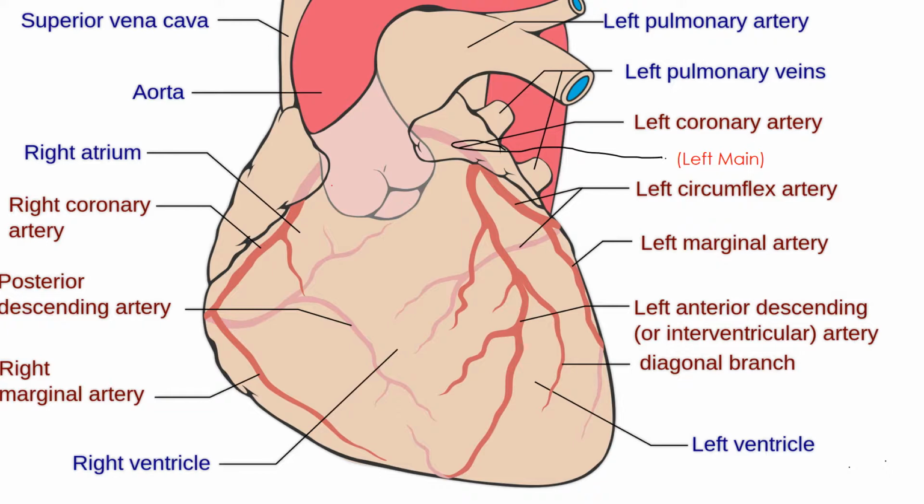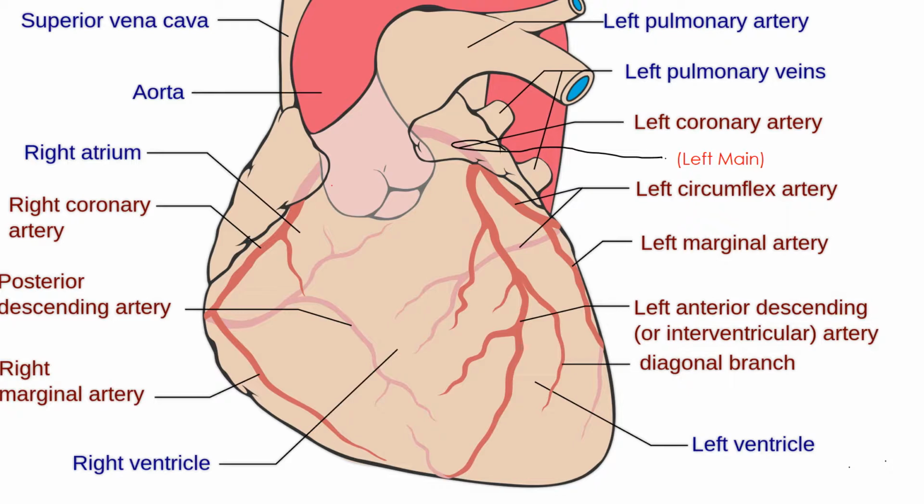The right coronary artery branches off to the posterior descending artery and the right marginal artery, which supplies blood to the back of the heart. Take note of the light pink vessels. This includes the right ventricle, the inferior wall or the bottom of the right ventricle, and the posterior wall. The right marginal branch usually extends from the right coronary artery and supplies blood to the lower right side of the heart.